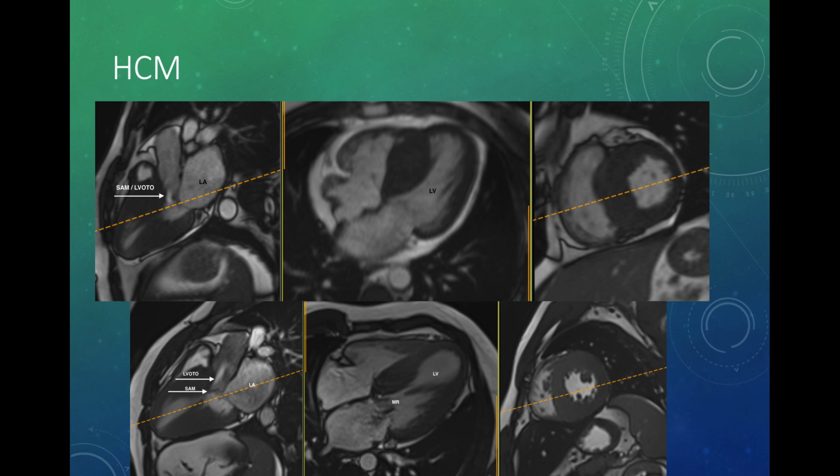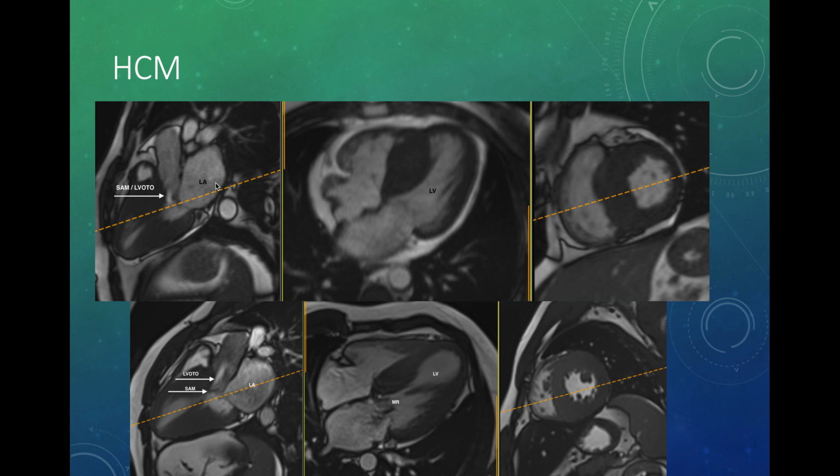Of course, whether it's an obstructive subtype or non-obstructive subtype, whether the SAM is caused by an abnormal or accessory papillary muscle or caused by the cord. So it could be a chordal SAM or it could be an accessory and abnormal muscle. Those points are really important in the management of those cases.